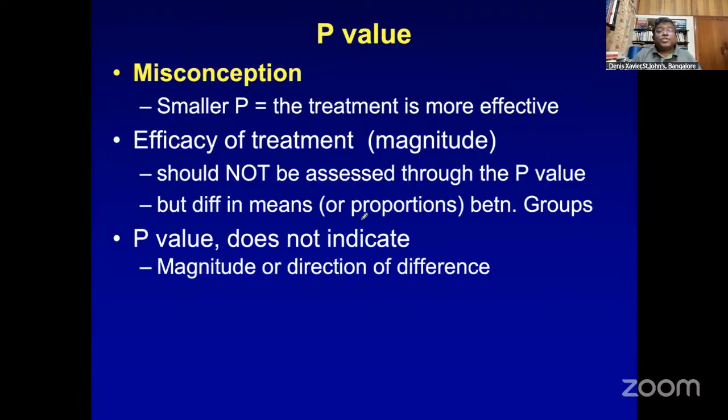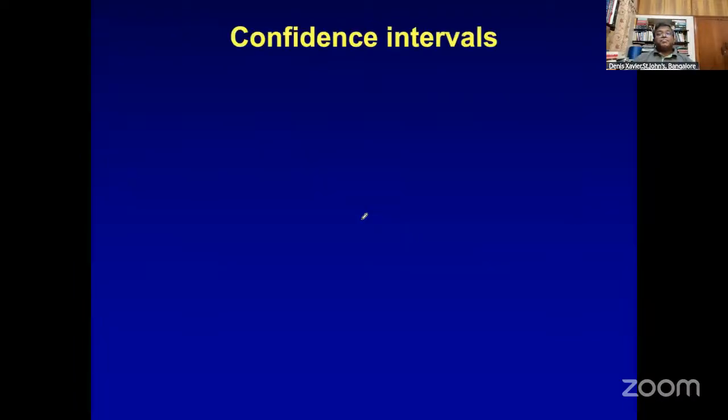So p-value does not indicate the magnitude or direction of the difference. Is this drug reducing blood pressure or increasing blood pressure? P-value will not tell you. P-value will tell you that it is changing things. And this change that you're finding between groups, this is inferential statistics. The change between groups, is it due to chance or is it real?